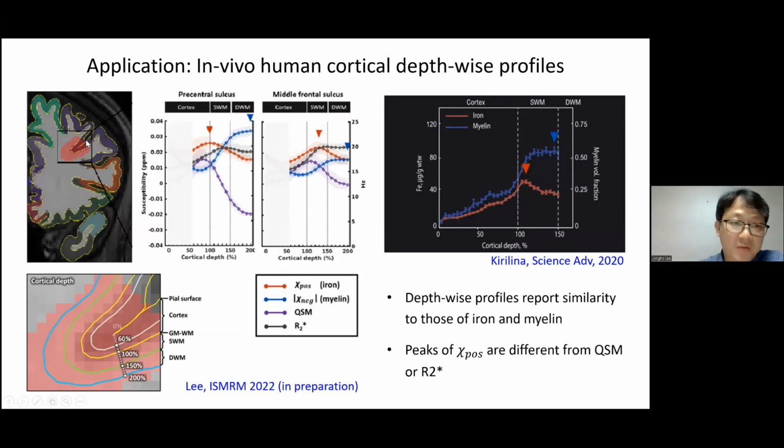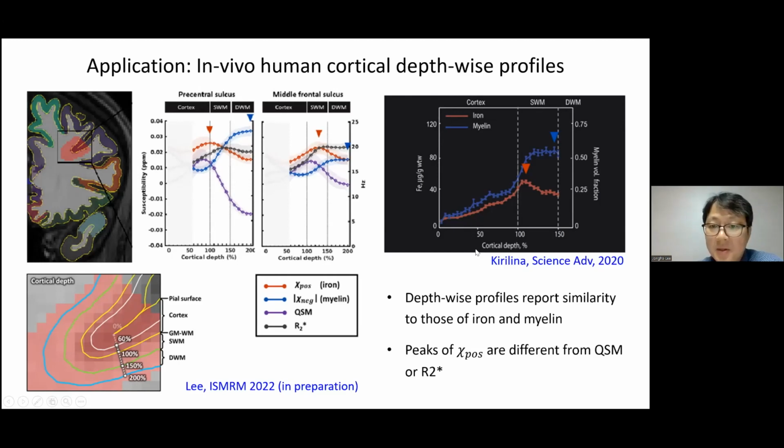Another study that we performed is looking at the cortical profile, or what we begin to call cortical depth-wise profiles. So we chose the sulcus and the fundus of the sulcus and averaged the profile along the depth and then plotted it here. Here is the cortex, that's the gray and white matter boundary, that's superficial white matter, and there is the deep white matter. And you can see this positive susceptibility profile and negative susceptibility profile. We also compare them with the QSM profile and R2 star result, at two different sulci.